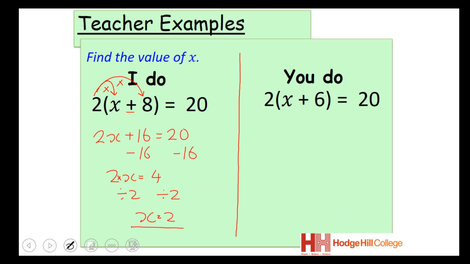To check your answer, you can substitute 2 back into the equation. So you've got 2 plus 8, which is 10. 2 times 10, and you get 20. So now please pause the video and have a go at doing this question.